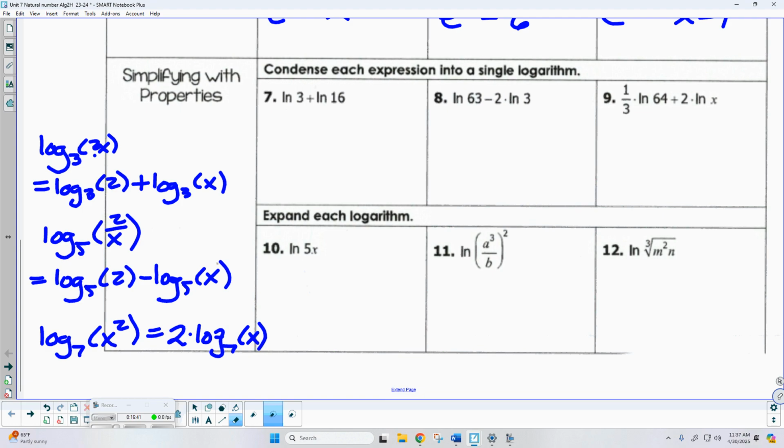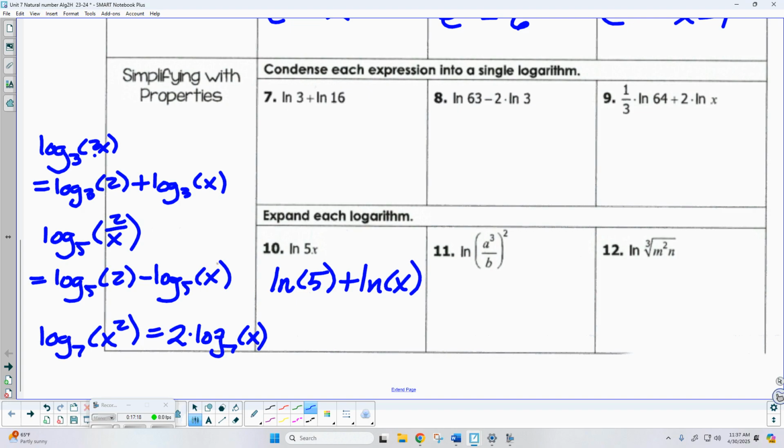So let's take a look at number 10. This next set here, we want to go ahead and expand each log. So we're just reversing the process that we were looking at. This one here, we've got the natural log of 5x. How do I separate if we're multiplying? We add. So the natural log of 5 plus the natural log of x. If you are multiplying inside an argument, you separate those terms by addition. Remember, each term gets its own log with the same base. In this case, the natural log.